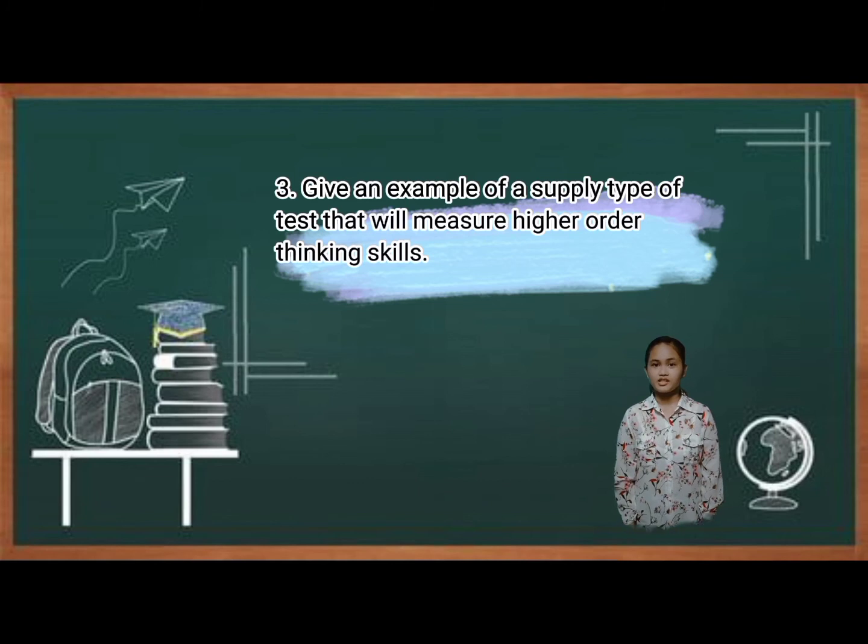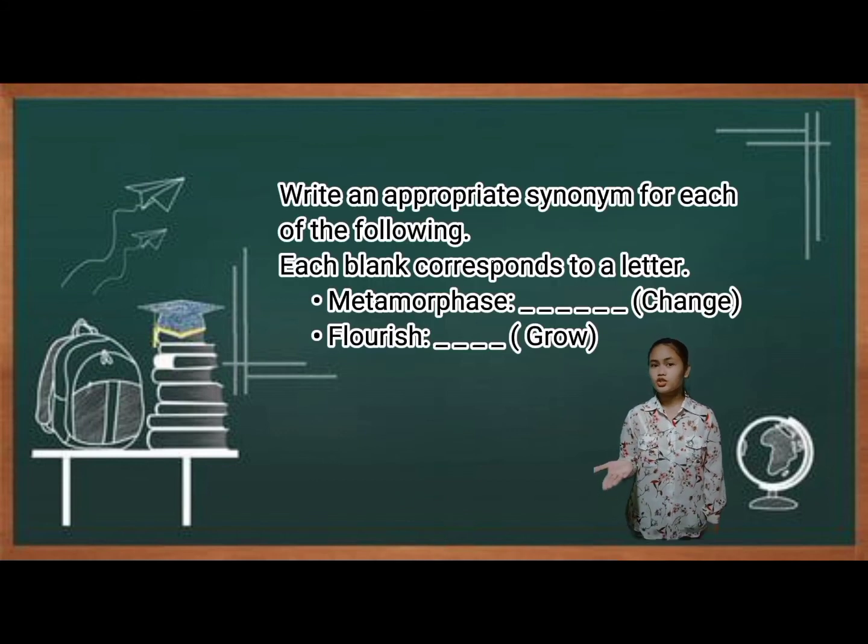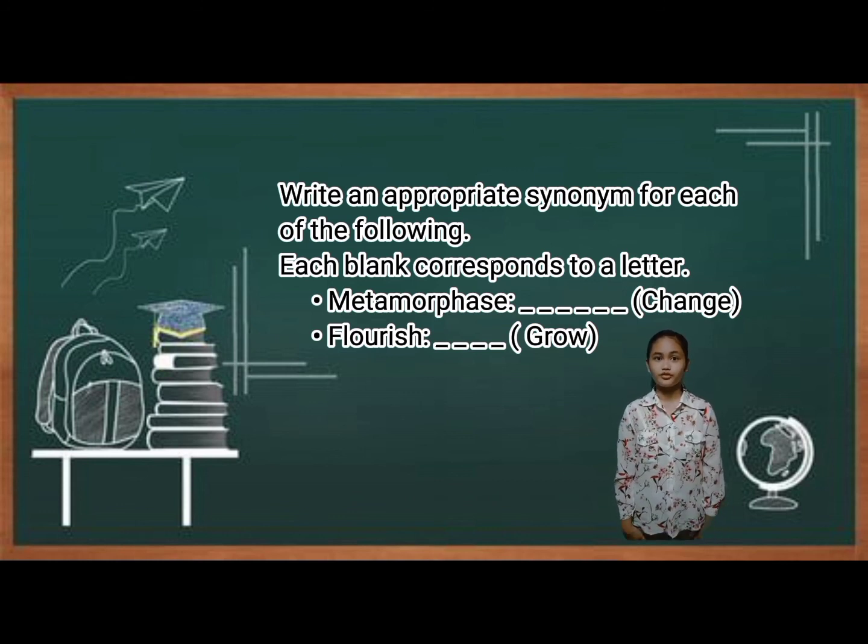Third is giving an example of a supply type of test that will measure higher order thinking skills. We have proposed an activity, which is to write an appropriate synonym for each of the following, where each blank corresponds to a letter. These are metamorphose and flourish. The appropriate synonym of metamorphose is change, which has 6 letters, while flourish is grow, which has 4 letters. As you can notice, this question requires not only mere recall of the words, but also understanding of these words.